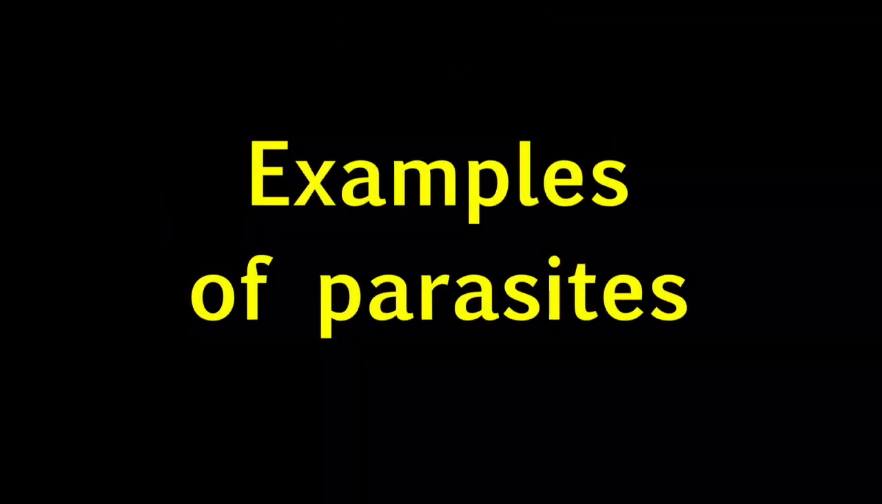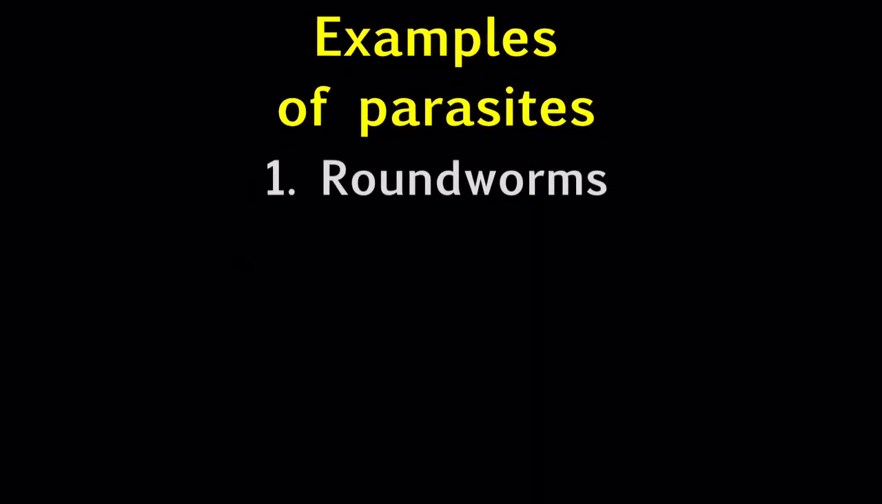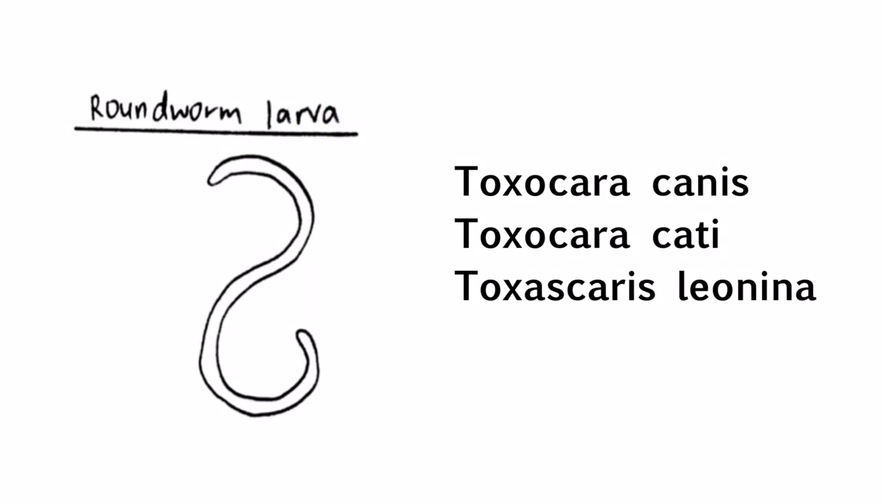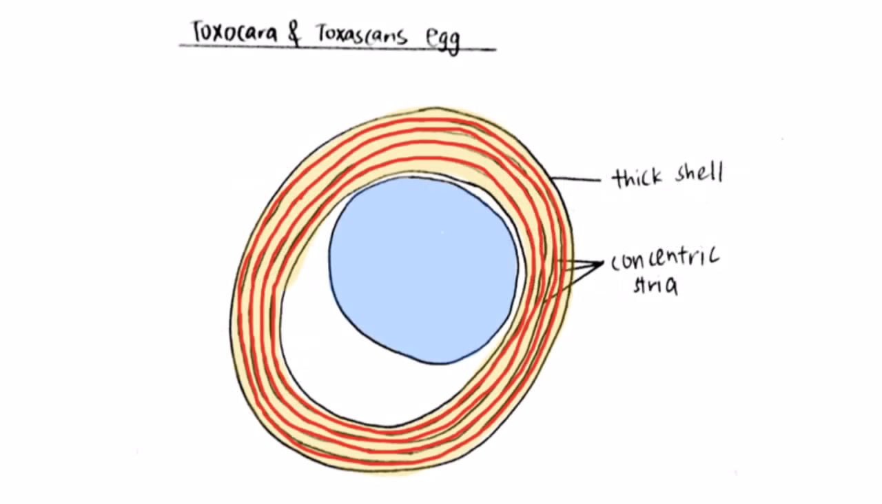We shall now take a look at the eggs and larvae of the different parasites. Firstly, for roundworms, this is the structure of its larva. There are three common kinds of roundworms. Toxocara canis is found in dogs, Toxocara cati is found in cats, and Toxascaris leonina is found in both cats and dogs. We can easily identify these three roundworm eggs because of their spherical shape and thick side walls which contain concentric striae.